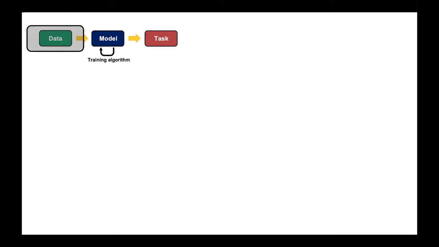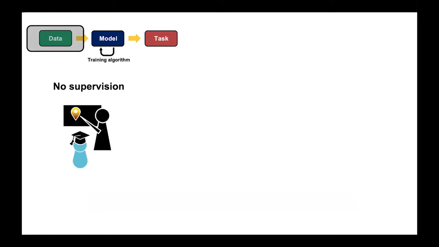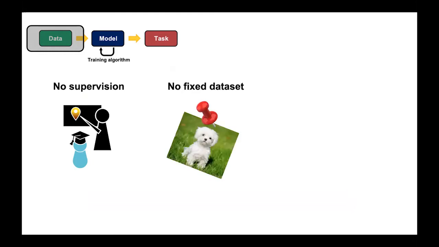So let's look at the data first. There's no supervision in the real world usually. Nobody tells the kid how to move the feet, how to adjust the moves, and so on and so forth. And there is no fixed data set. For example, we don't tell the kid, here's your training set, go learn how to walk, and then we will evaluate you in a test set.